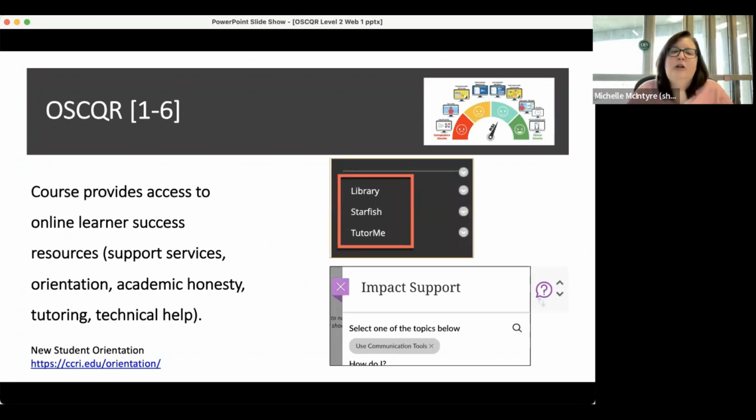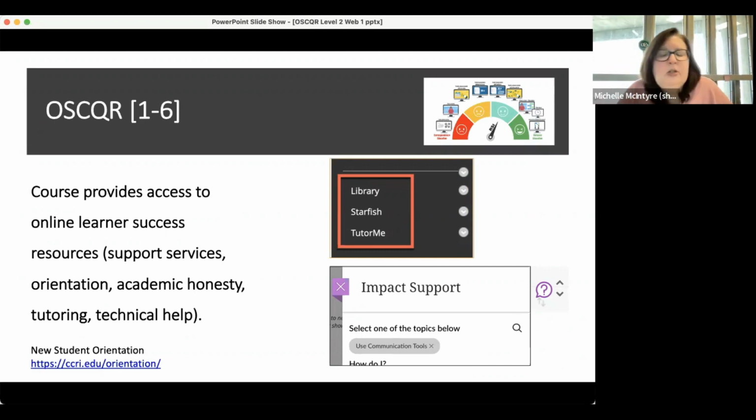The next one is 1.6: course provides access to online learner success resources and technical help. Now we're doing this for you. It's part of RSI. If you put Library, Starfish, and Tutor Me at the bottom of your menu, that is meeting RSI. You're giving the students those resources. You can also see that question mark on the right-hand side that bothers everybody. That's our Impact Support Center with all of the Blackboard technical help, so that also reaches RSI for all of you automatically. It's really one that we try to take care of for you. We just want to get Starfish and Tutor Me in there so we get that RSI check.